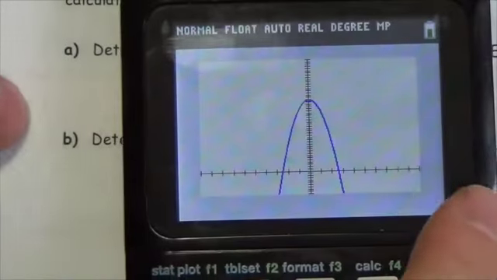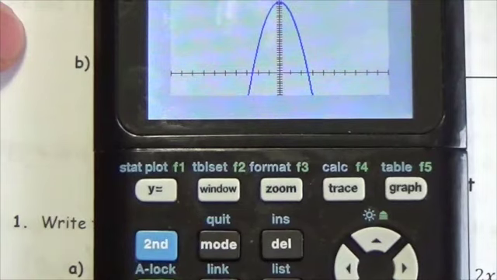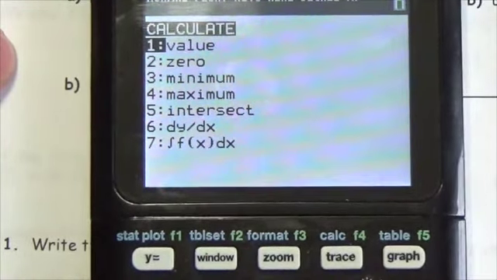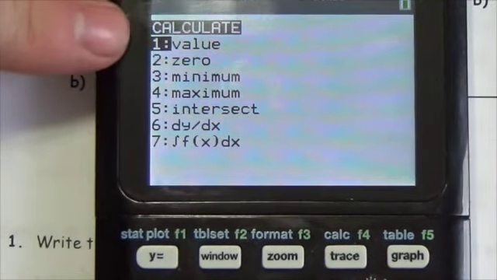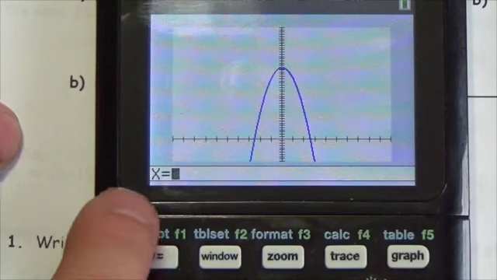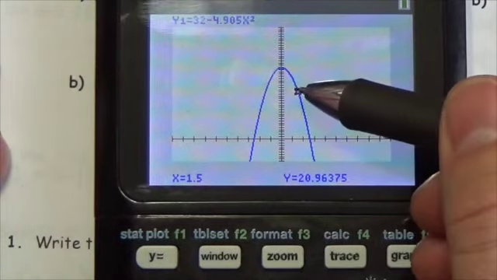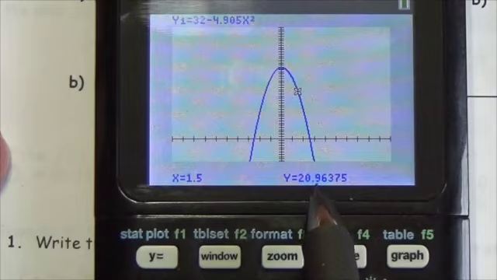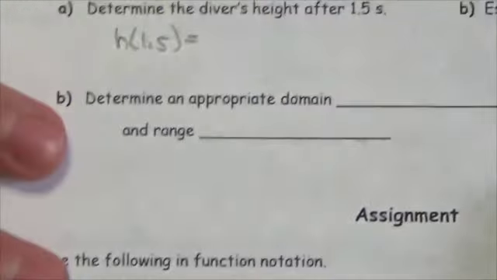Let me show you how. So we're going to press second, trace, and the one that we're going to use here is the value option. I'm going to choose value here. Because as soon as you do that, the calculator is going to wait for you to plug in the x value. So we're going to plug in 1.5, and it'll take you right to that point right there, and then the y coordinate here is 20.96. Okay, so 21.0, and we round it.